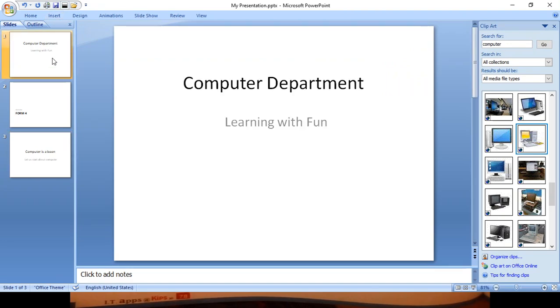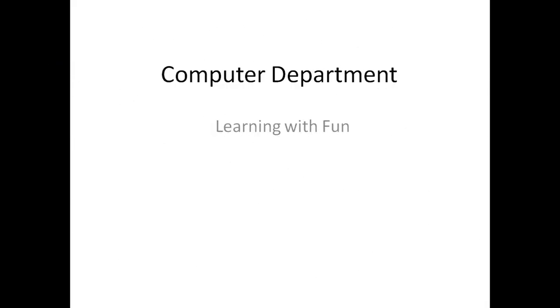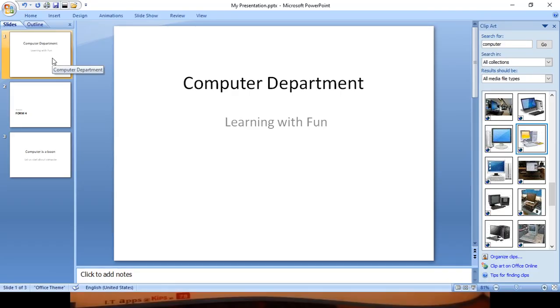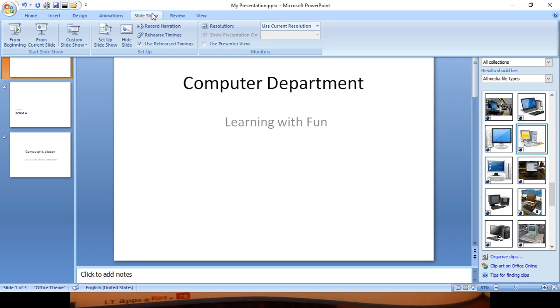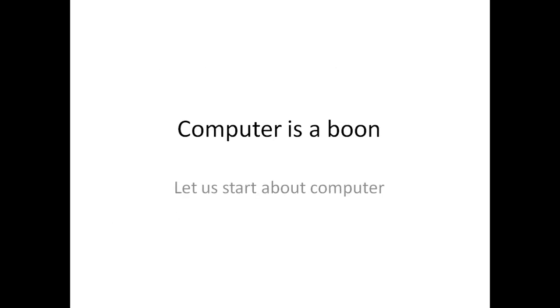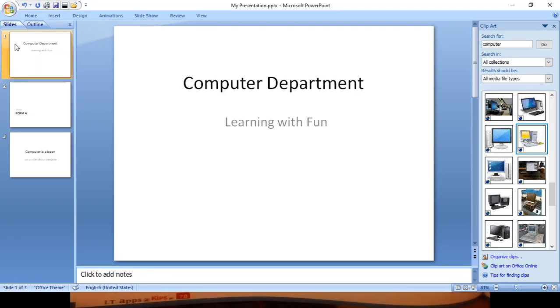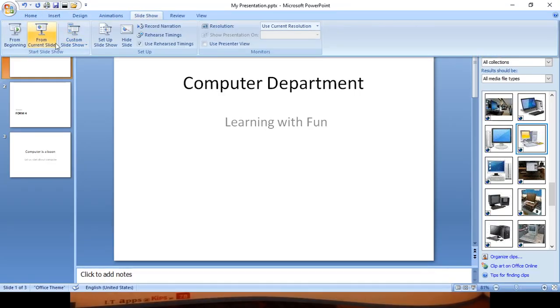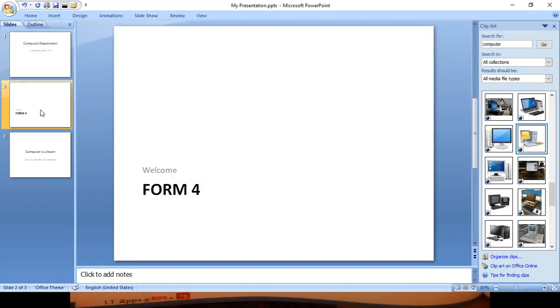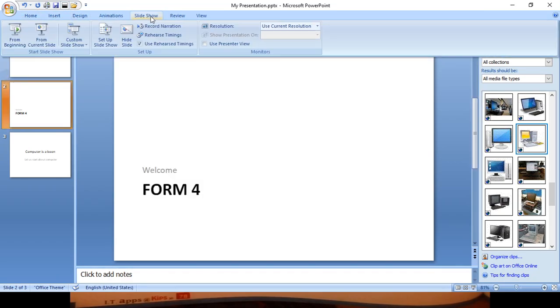Now I am pressing the slideshow with F5. This is function key F5, right? You can see the same effect has come. Now slideshow from beginning, we will click on it. Then slideshow from current slide. If I select slide number 2, then you just see, slideshow from current slide. See, it has come from slide 2.